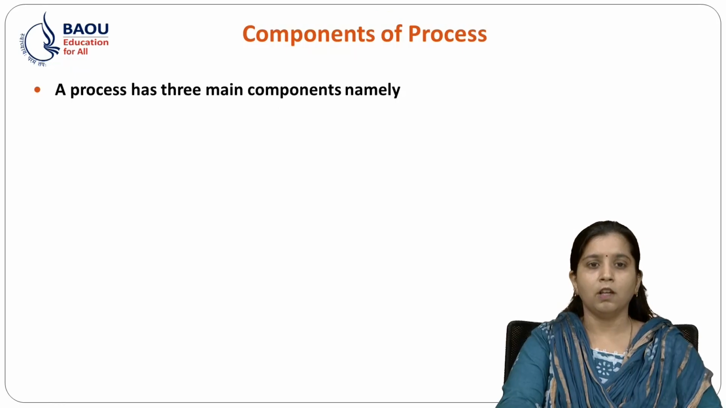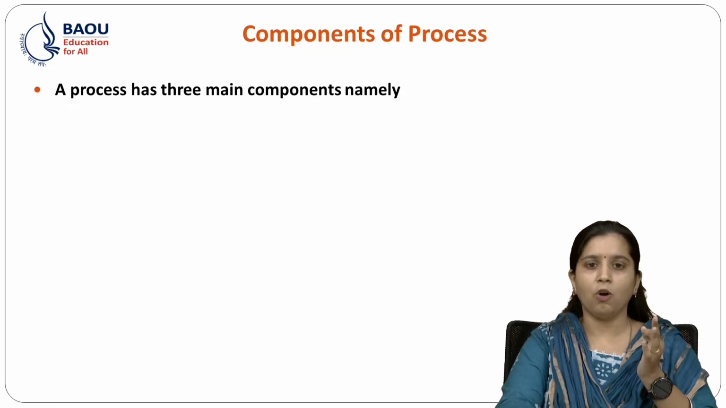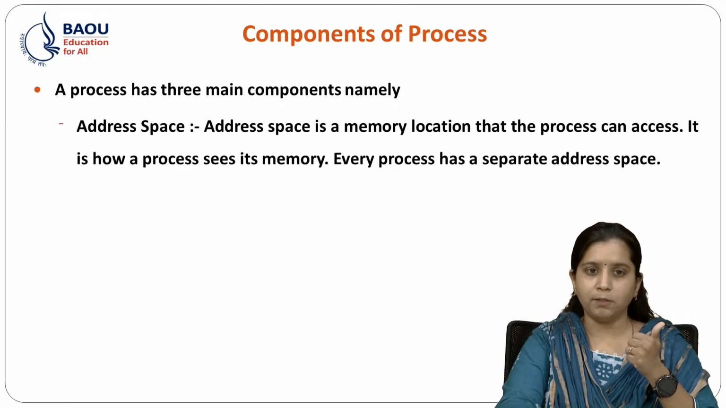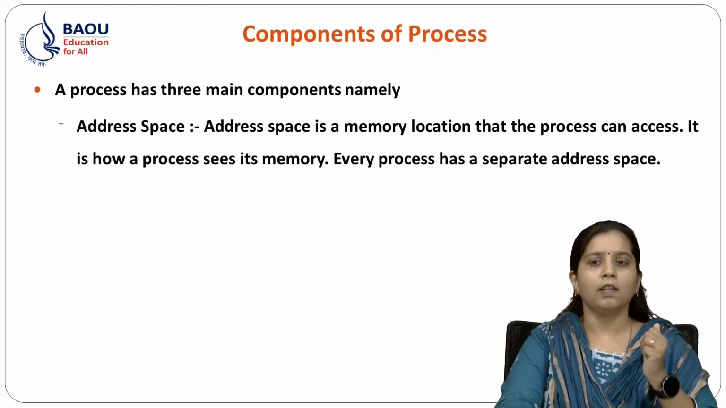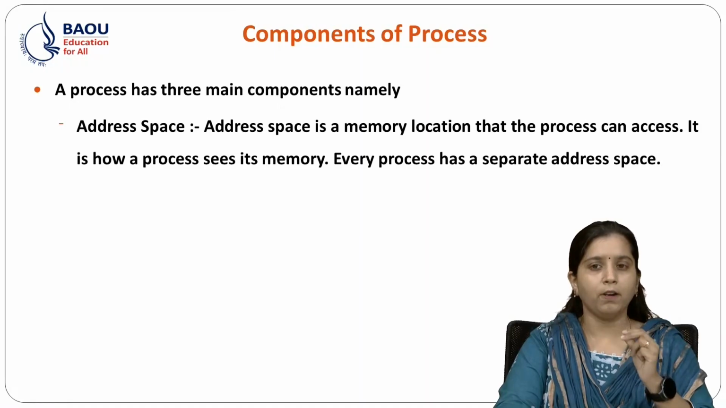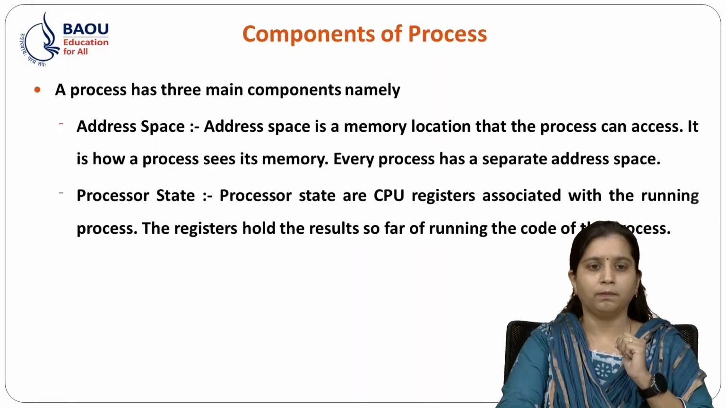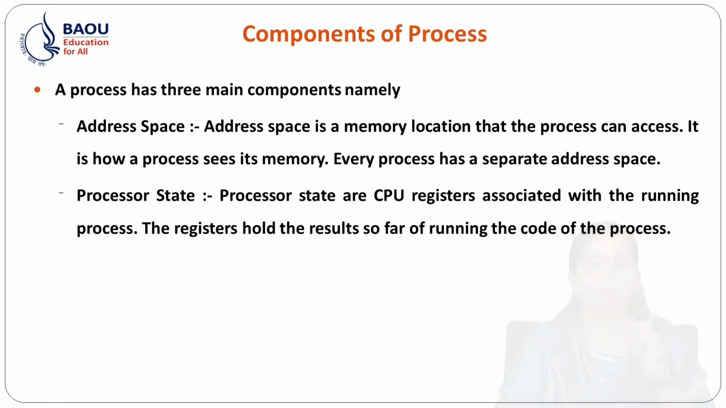Components of process. A process has three main components. First is address space. Address space is the memory location that a process can access, that is, how a process sees its memory. Every process has a separate address space. Second, processor state. Processor state is the CPU registers associated with the running process. The registers hold the results so far of running the code of the process.